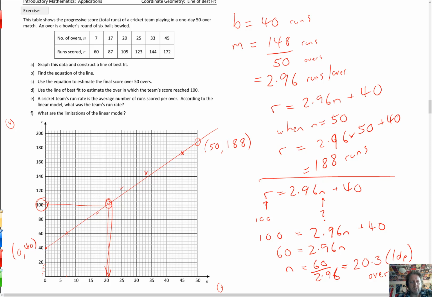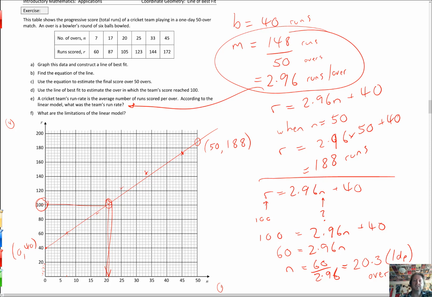E, a cricket team's run rate is the average number of runs scored per over. Okay, I might have to take back that promise before. According to the linear model, what was the team's run rate? Well, if the run rate is defined as the number of runs scored per over, that's exactly what we had. In other words, the gradient is runs per over. By looking at the units, it was that many runs per over. We've got a gradient of 2.96 runs per over. That is the team's run rate, 2.96 runs per over.